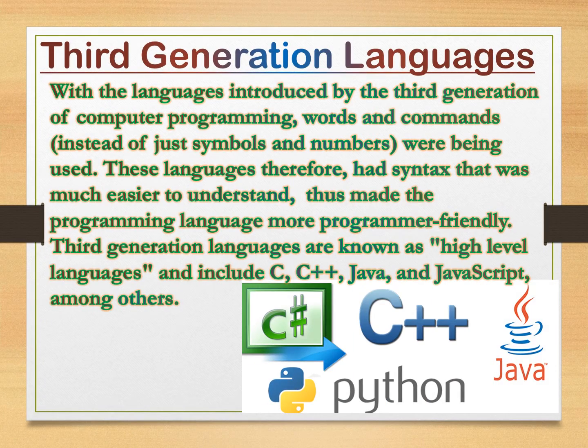Third generation languages. With the languages introduced by the third generation of computers programming, words and commands were being used instead of just symbols and numbers. These languages therefore had syntax that was much easier to understand, thus made the programming language more programmer friendly. Third generation languages are known as high level languages and include C, C++, Java, and JavaScript among others.